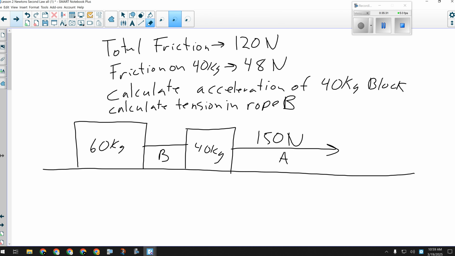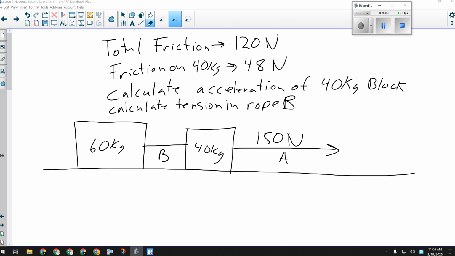Okay, see what we remember from yesterday. Okay, the total friction on this whole system is 120 newtons. The friction acting on the 40 kilogram block is 48 newtons. Okay, we want to find the acceleration of the 40 kilogram block and the tension in rope B. The whole system is being pulled forwards with 150 newtons worth of force from rope A. Okay, give you a few minutes on that one.